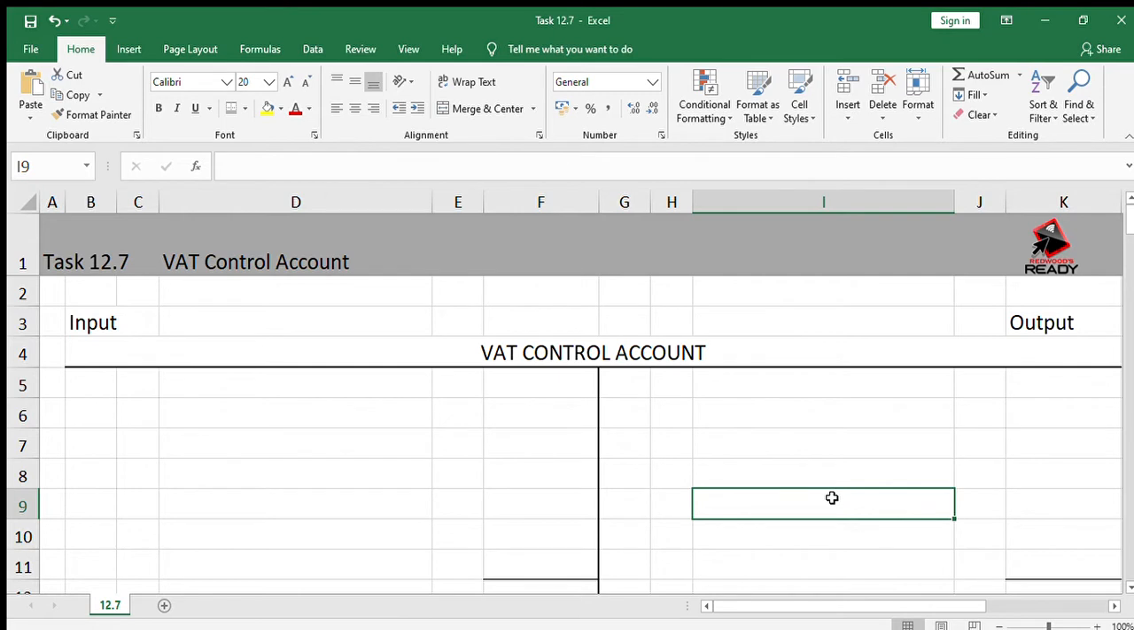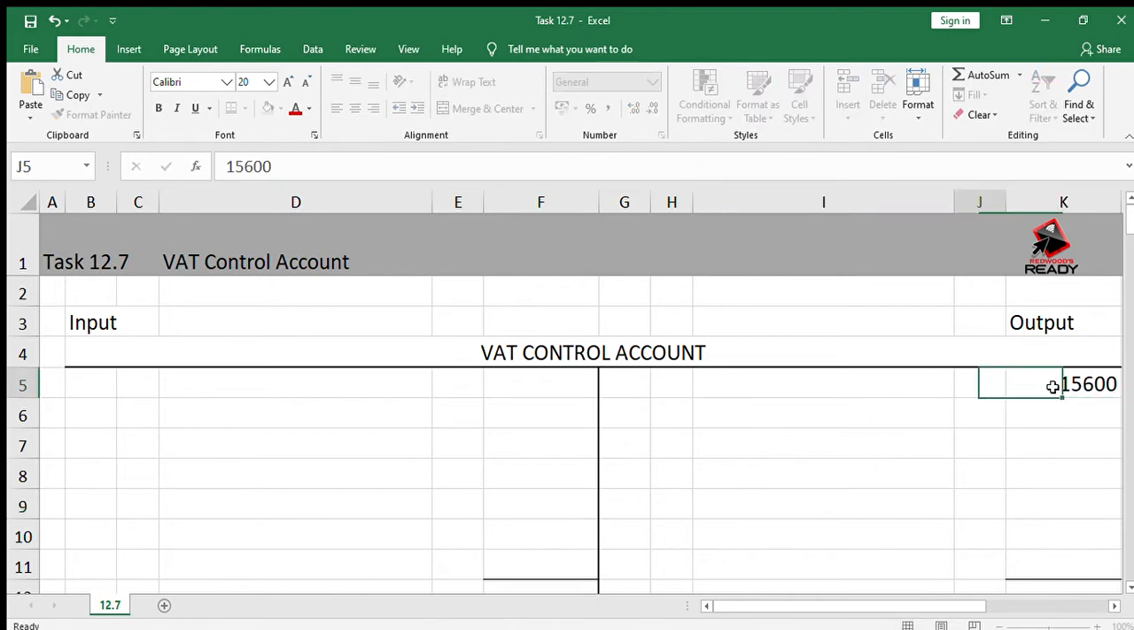This is task 12.7. Okay, we're doing the VAT control account for the month of April. Remember, we're going to be using 15% if we have to do any calculations. So in A, the balance in the VAT control account was 15,600 credit, so we're going to bring that down as a balance on 1st of April.